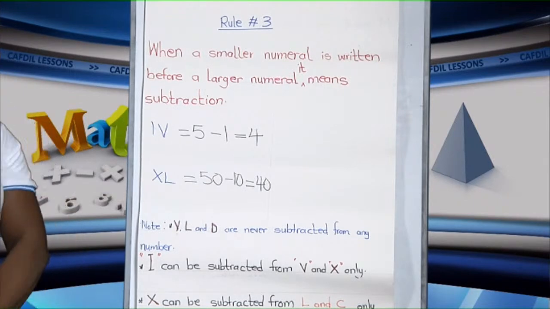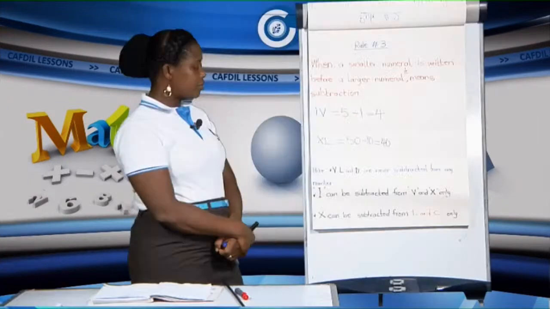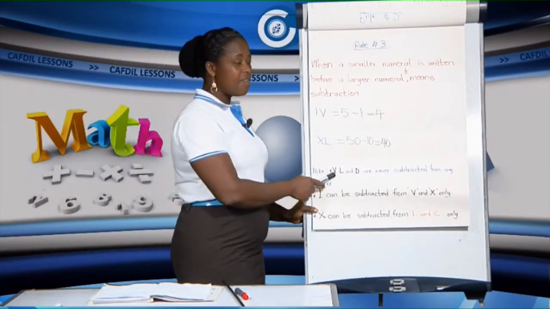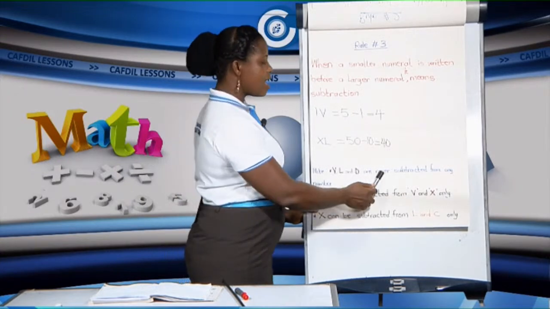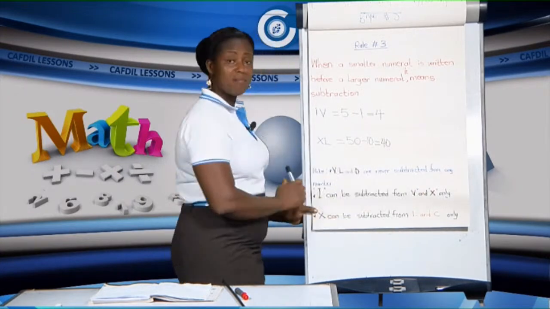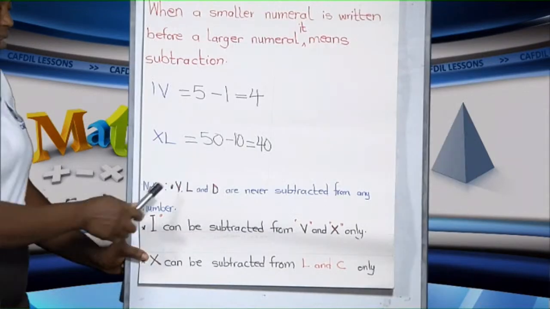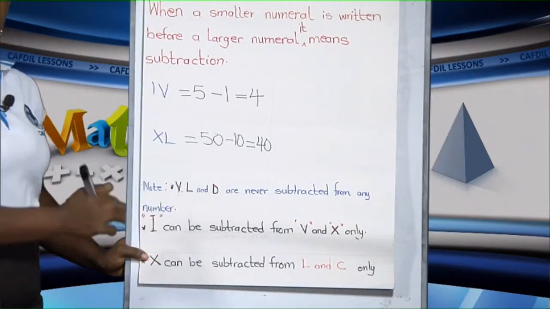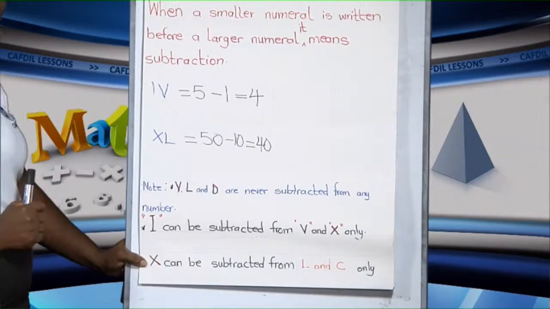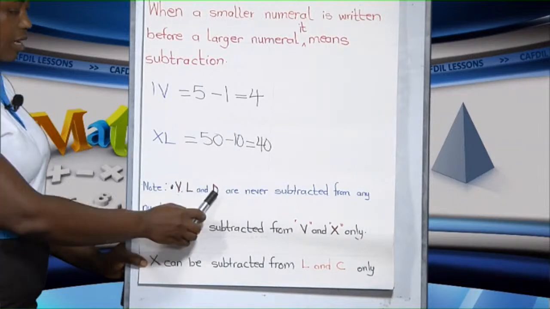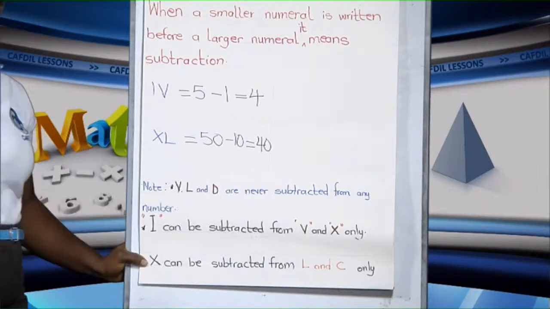There are exceptions. So let's take notes. V, L, and D are never subtracted from any number. You can't subtract V, L, and D from any number. That is the rule. You have to take note. So I want you to write these down.